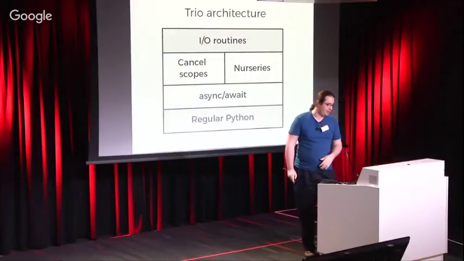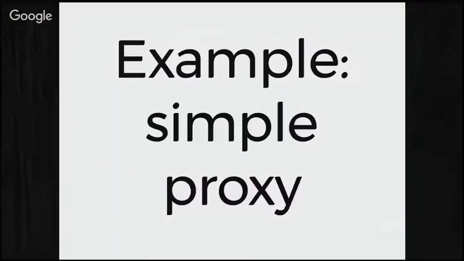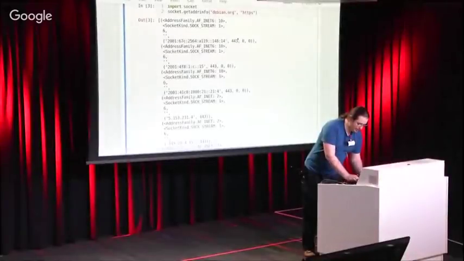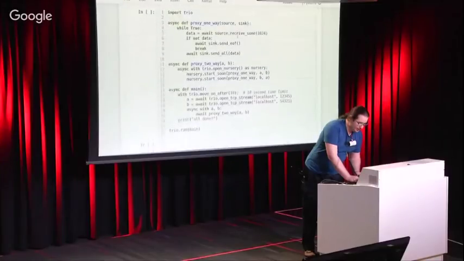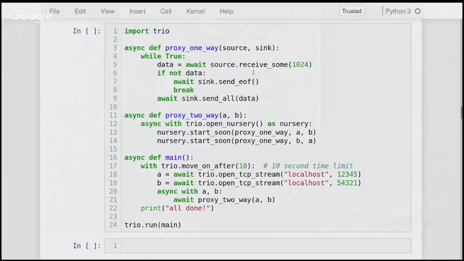So here's the example we'll start with. It's just a simple proxy, like I mentioned in that example earlier. There are a lot of details here that we'll go over in a moment, so don't try to understand it all. Basically, we have our main function here, which is going to open two connections to little servers on localhost. Then it's going to copy data between them by calling this proxy two-way function, which calls two copies of proxy one-way, which is just the obvious loop. While true, read from the source, send to the sink, right? And if you run out of data, then stop. Just to show you what that looks like.